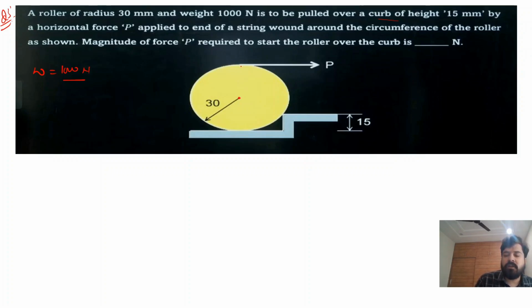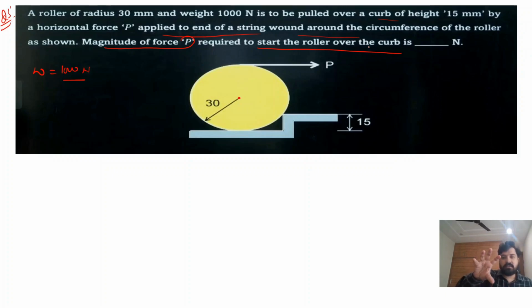We want to start the roller, so we are applying a horizontal force P at the end of a string wound around the circumference of the roller. What is the magnitude of load P required to start the roller over the curve? We want to calculate the magnitude of load P which is required to start the roller.